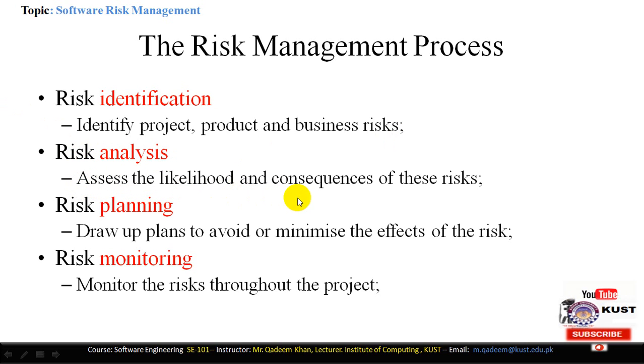Assesses the likelihood and the consequences of these risks. Likelihood or consequences is the probability. So here we will assess the probability, the chances of occurrence for this risk. Risk planning. Next we will draw different sorts of plans to avoid or minimize the effect of the risk.